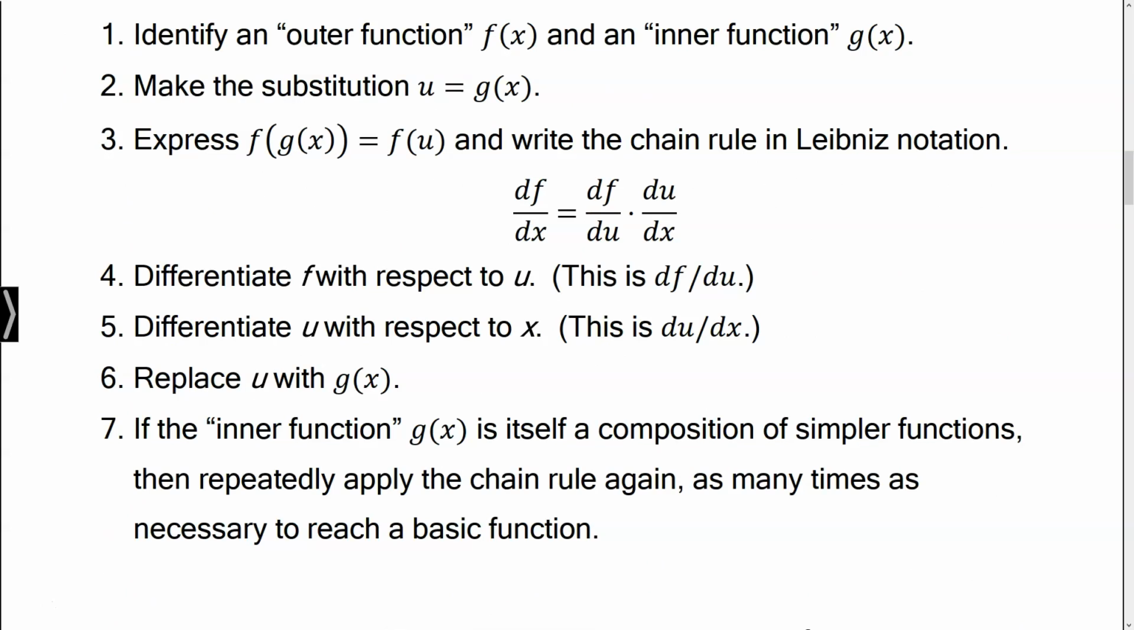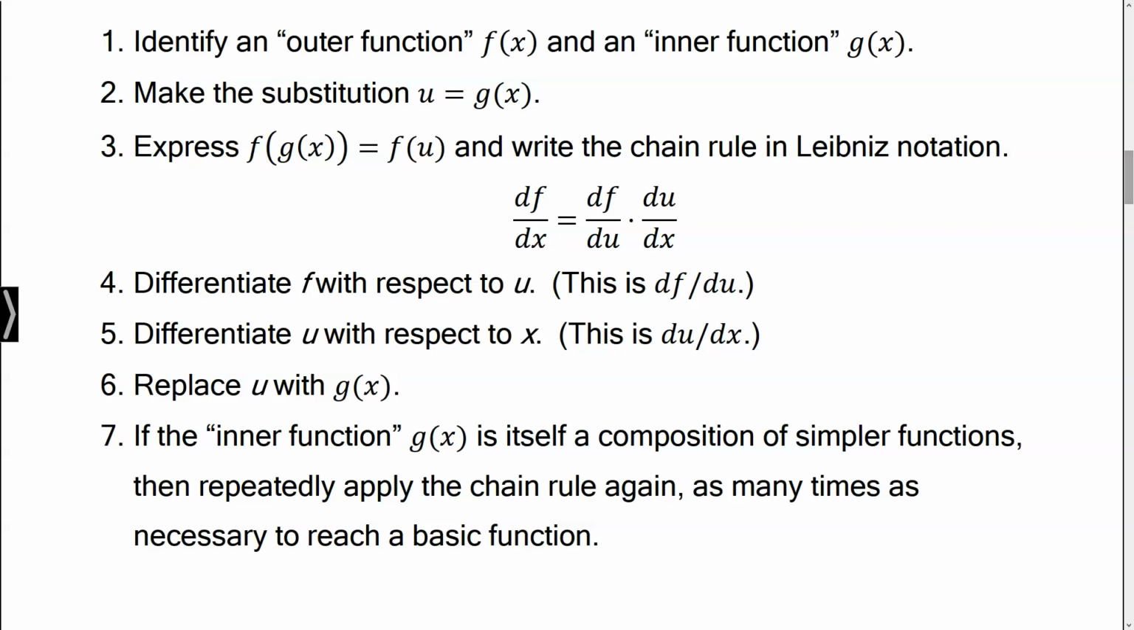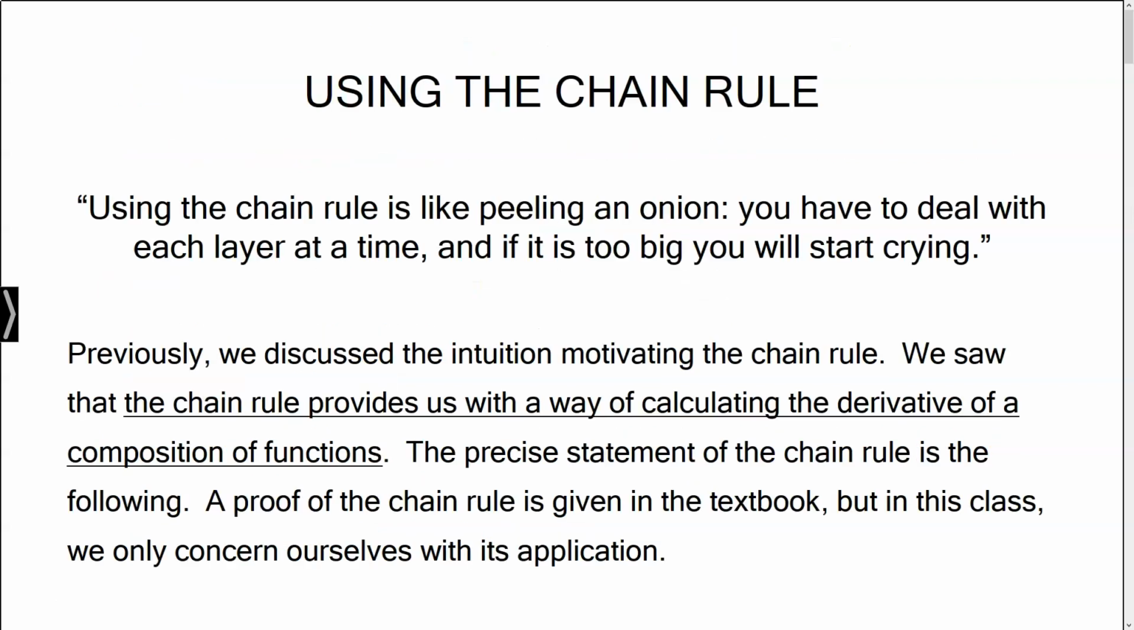if the inner function is itself a composition of simpler functions, then repeatedly apply the chain rule again. So we'll get to a few of these at the end. At the beginning, we'll just do the chain rule once. But there are some times when you have to use the chain rule twice or 3 times, or sometimes even more. So you have to use it as many times as necessary until you reach the basic function on the inside.